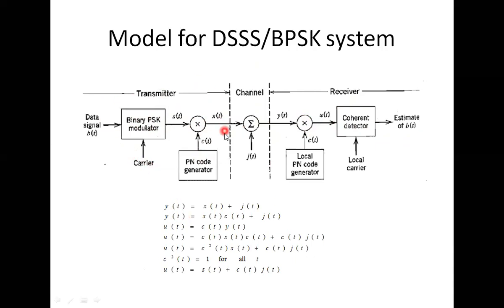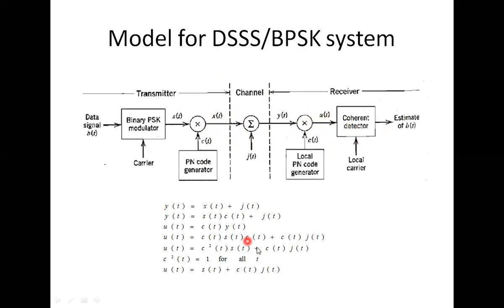So the data signal is used to modulate a sinusoidal carrier using binary PSK modulation, and the product s of t is multiplied with a PN sequence which generates x of t. x of t will be transmitted through the channel, and to this x of t, we'll assume that when it is transmitted over the channel, the jammer signal is added to that, represented as j of t, and the output y of t, that is the receiver input, is once again multiplied with the locally generated PN sequence. After that, the output is u of t, which is given for demodulation.